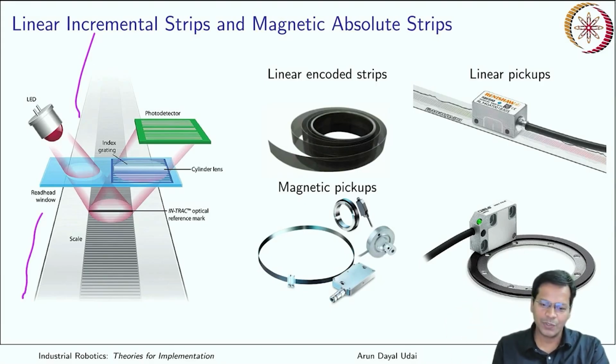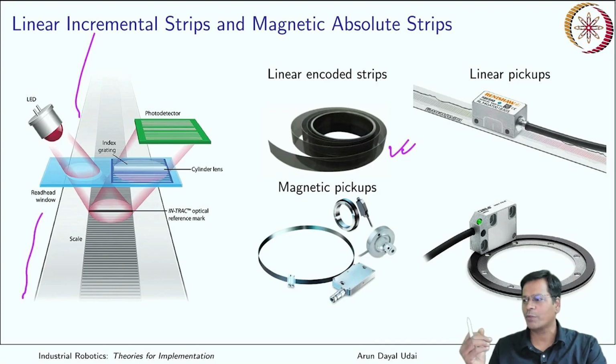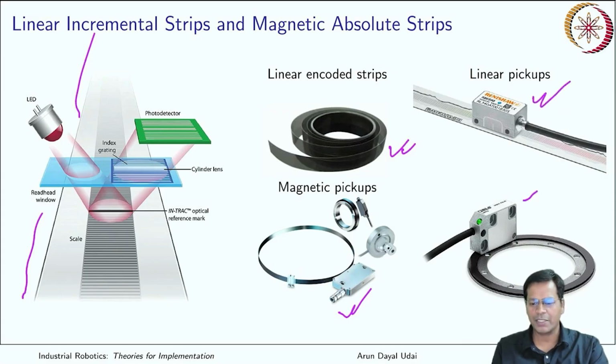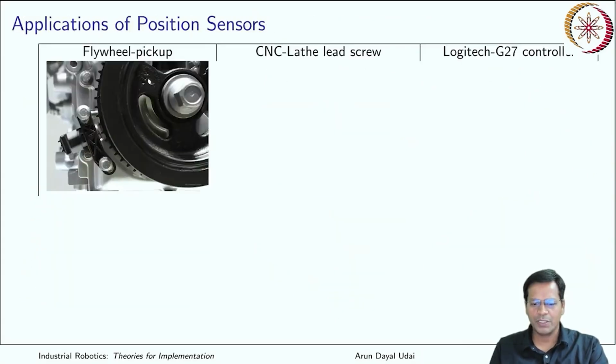Okay, so this is a linear encoded strip, the one that I showed you out of my printer. Magnetic pickups are very, very similar, but instead it has a ferromagnetic tape which can store data. This is magnetic pickup, and linear pickups are like this. So yes, that is what magnetic absolute strips are.